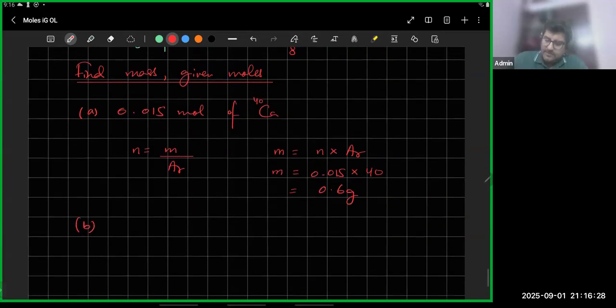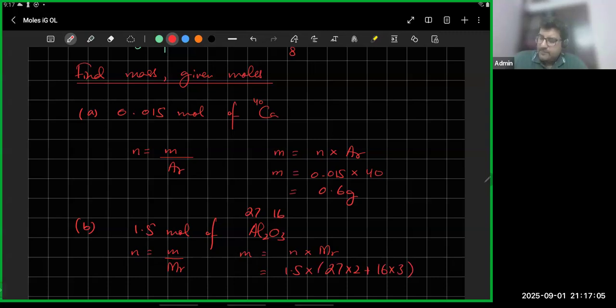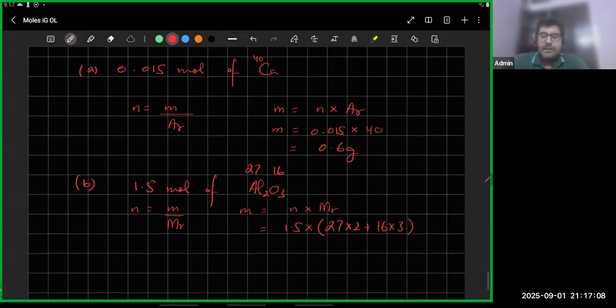I've got 1.5 moles of aluminium oxide. So again, moles is what? Mass divided by molar mass. Let's say in this case it's going to be MR. And rearranging that, it's going to be moles multiplied by the molar mass. So 1.5 multiplied by aluminium is 27 and oxygen is 16. So it's 27 times 2 plus 16 times 3. Okay, remember, be very careful with the formula. So what do we get?